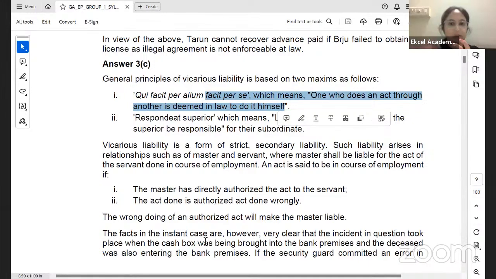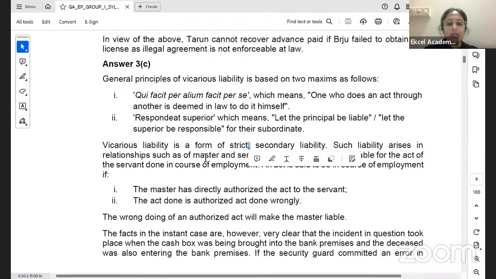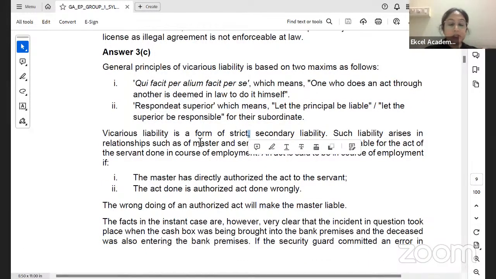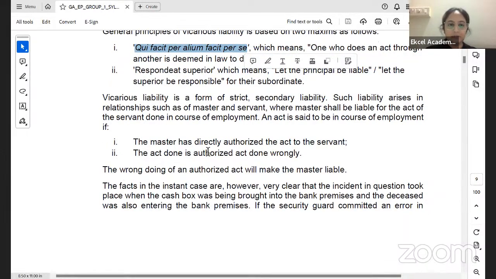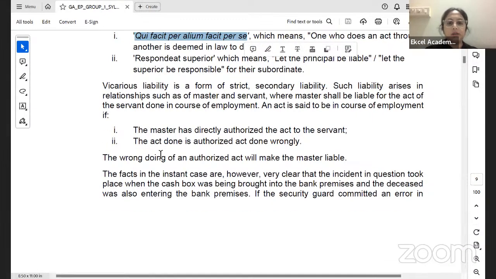So this you have to explain in two points. And respondeat superior, that means let the principal be liable. So we always make the employer or principal responsible for the actions of the subordinate. Whenever you get any question regarding vicarious liability, these terms you have to write. You have to be careful and write them. Then, it is a kind of secondary liability. So what is vicarious liability? In your own words, you can explain.